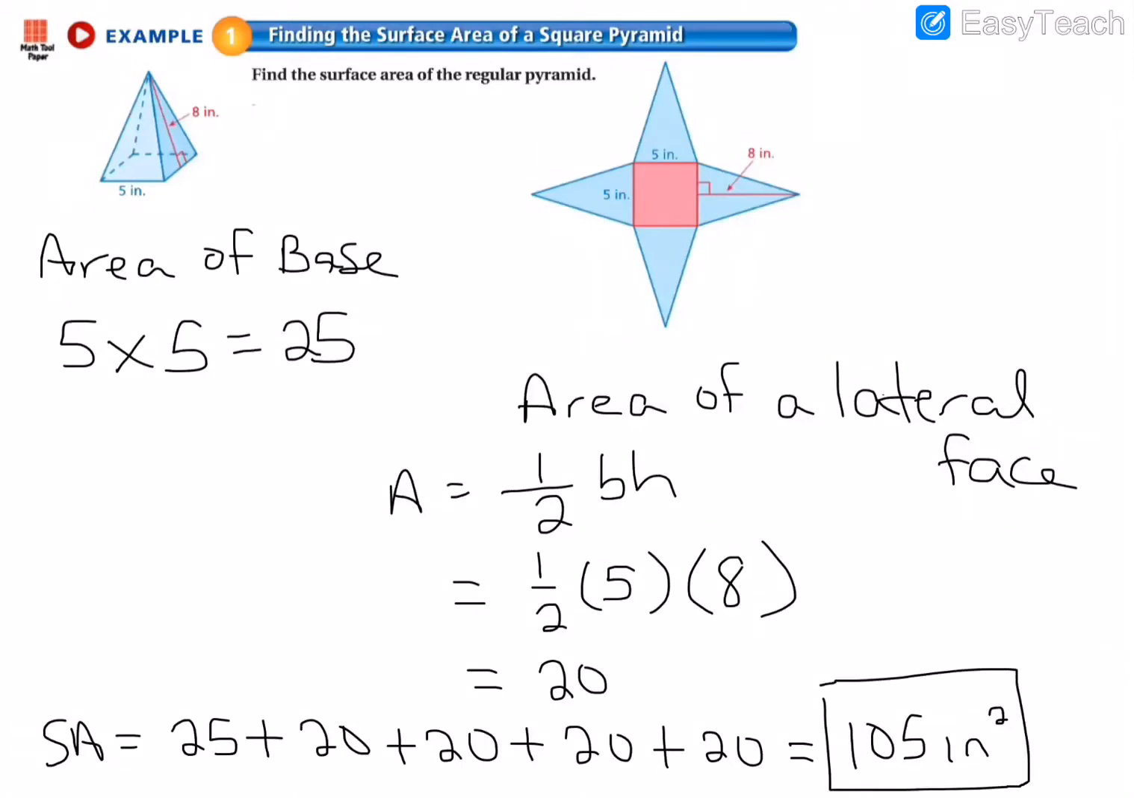So again, we're just doing the same thing as we did with the surface area of the prism. We just need to make sure that we have all of the faces accounted for, and we're just finding the area of all of those. Pyramid seems a little bit less work because all you need to do is find the area of that one base and then find the area of one of the triangle lateral faces and multiply that by how many there are, okay, and then add them all together.